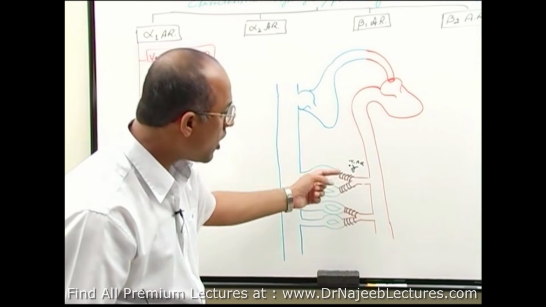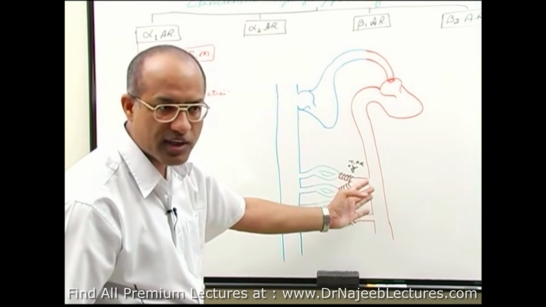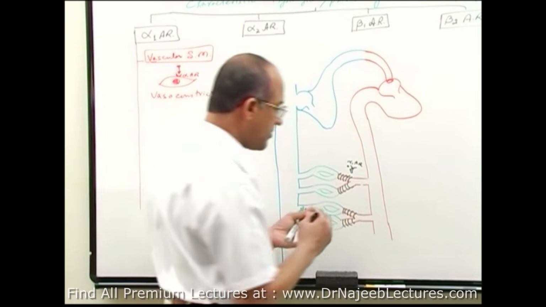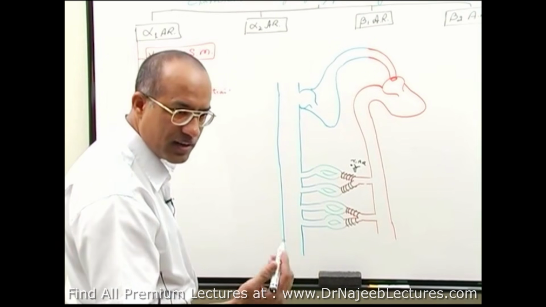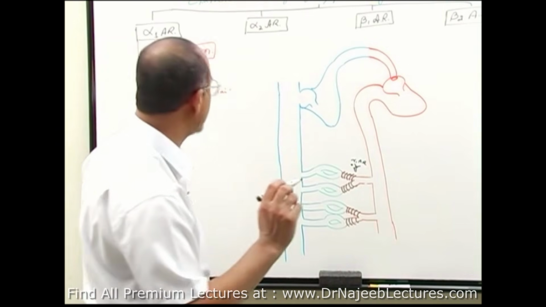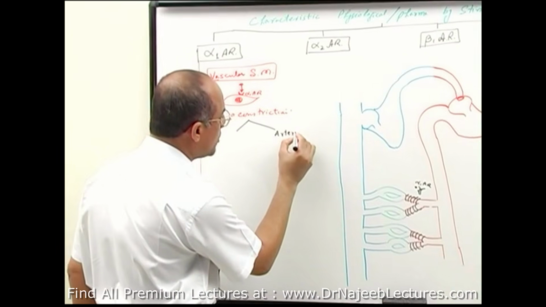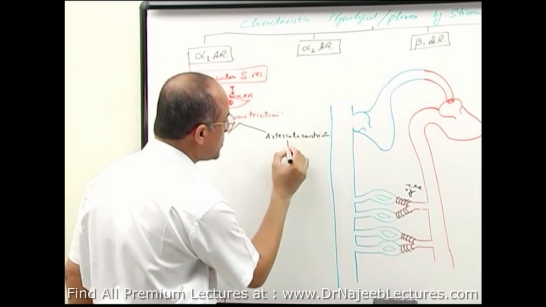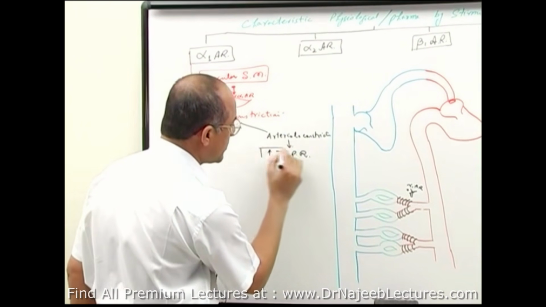The resistance offered by the arteriole for movement of the blood from the arterial side towards the venous side will be increased. So what will be the result? The result will be increased total peripheral resistance on alpha-1 adrenergic receptor stimulation. So we can say arterioconstriction will translate into increased total peripheral resistance.